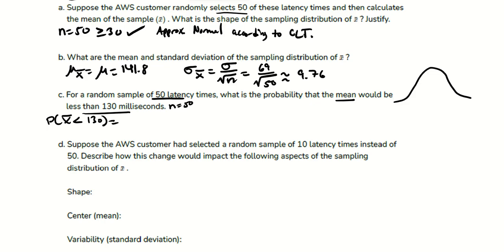Okay, so we know it's going to be approximately normal. The mean is 141.8. The standard deviation is 9.76. On the left side it is going to be approximately 140, right? Let me subtract that out here. So 150 minus 9.76, it's going to be about 140.24. Okay, so 140.24.